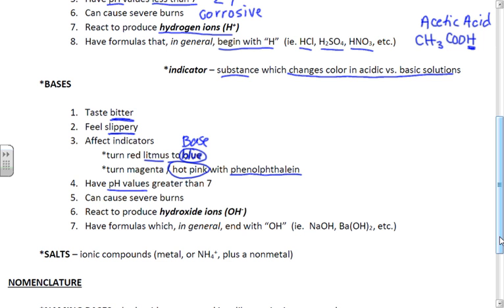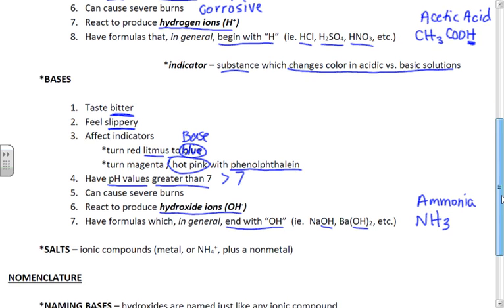The pH value will be greater than 7, so now it's above 7. They can cause severe burns just as much as acids can. They will react to produce hydroxide ions because in general our formulas end with OH. We've got NaOH, BaOH2, etc. There's only one base that we're going to talk about that does not end with OH, and that's NH3, or ammonia.